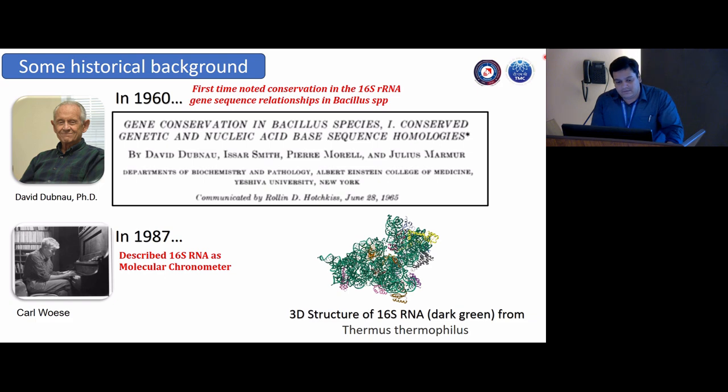Some historical background: Professor David published a landmark paper in 1960 that first gave the 16S sequences in Bacillus species. Afterwards, in 1987, Carl Woese, a very famous American microbiologist, described 16S sequence as a molecular chronometer. Molecular chronometer means it has sequences which can tell you what the species is. With time, those sequences evolve as species evolve, and they can tell you exactly what the species is. And this is the latest 3D structure from AlphaFold.